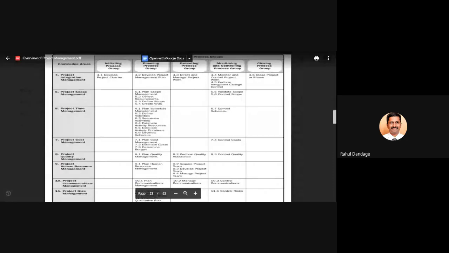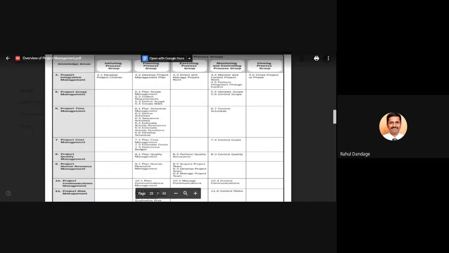PMC. What do you mean by PMC? Sandesh? Or you mean to say PCM? Okay. Okay. Project cost management. Yes, that's correct. Corresponding to point number 7, the knowledge area which is mentioned is project cost management.